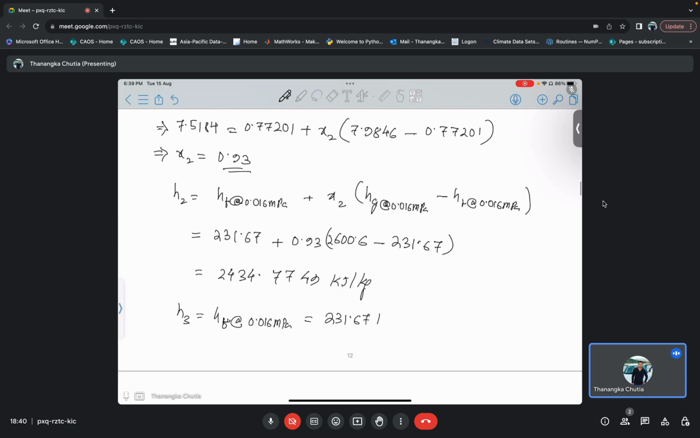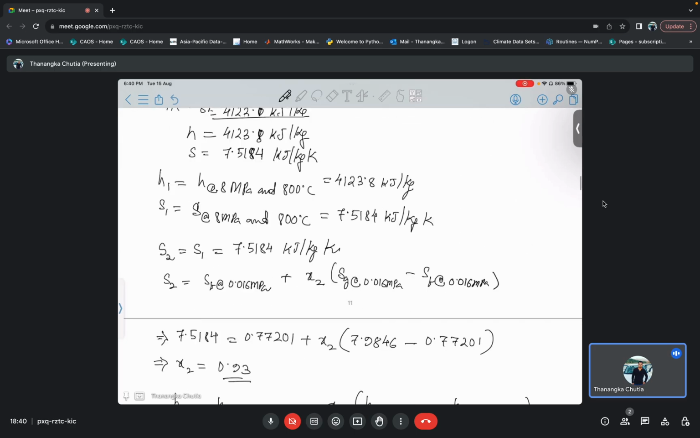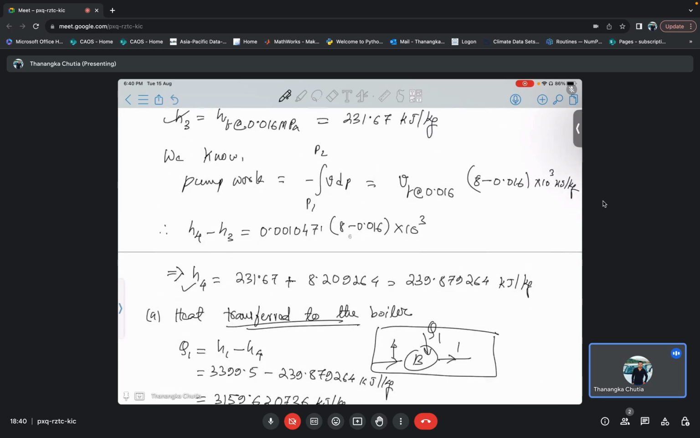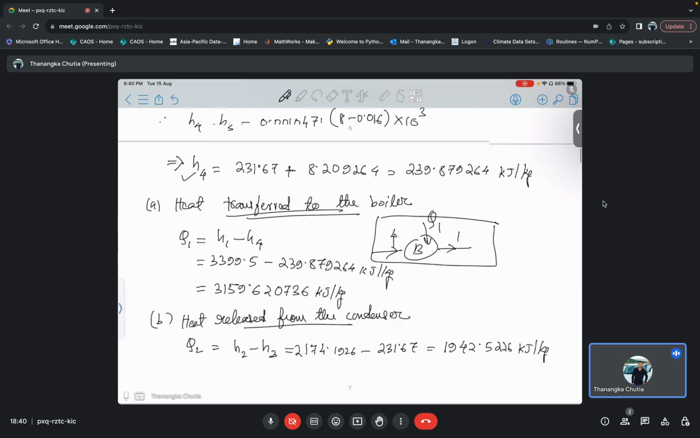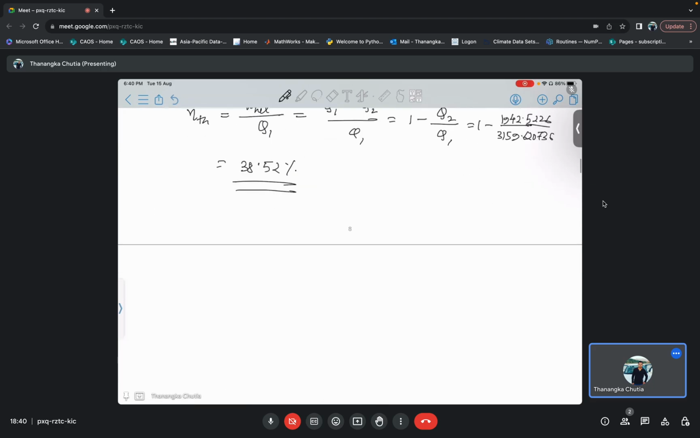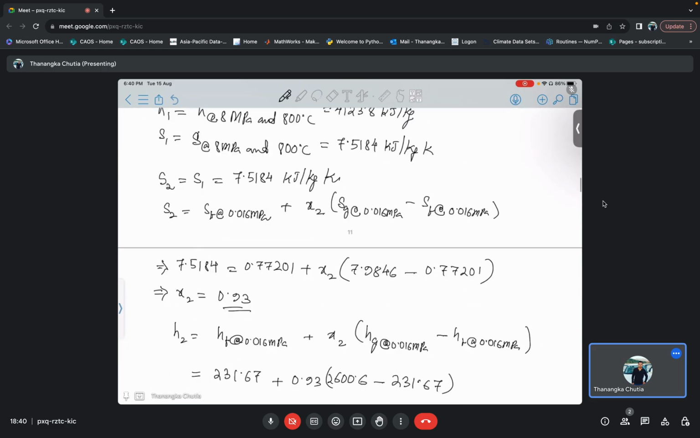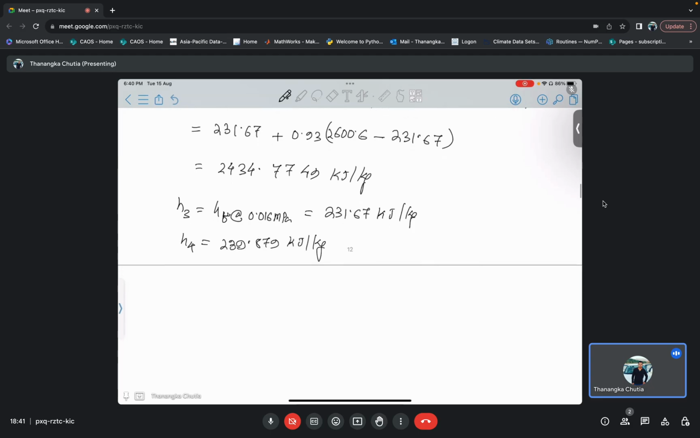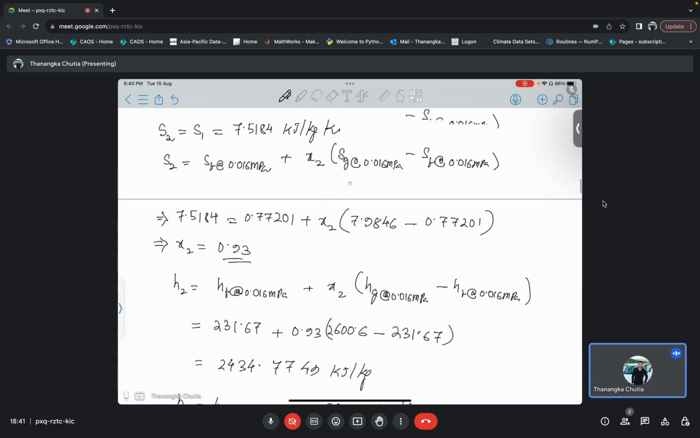Now my H3 will again be the same, that is Hf at 0.016 megapascal, which is 231.67 kilojoule per kg. Also my H4 will be the same because the pressure and the Vf will be the same. So whatever H4 I got in question number 1 will be the same here, that is 239.879 kilojoule per kg. So I have got all the points again.